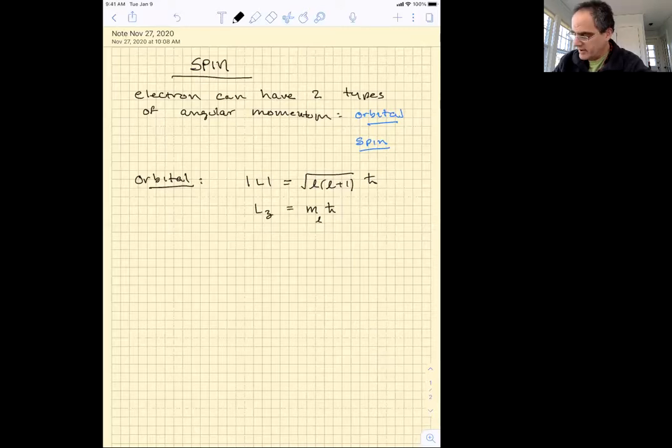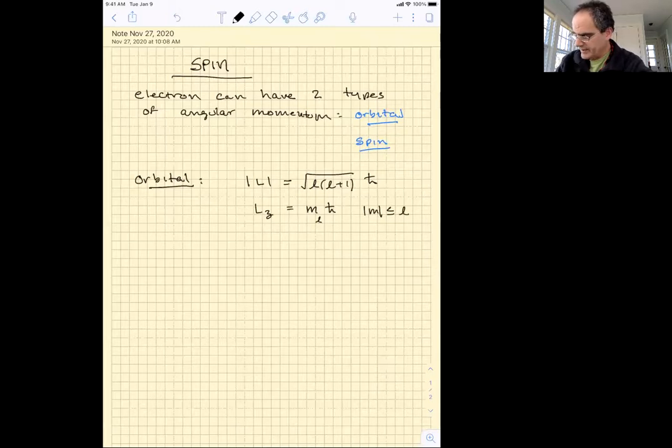And recall that l can take on integer values, 0, 1, 2, and so on, up to n minus 1. And that m can take on values such that the absolute value of m is less than or equal to l.